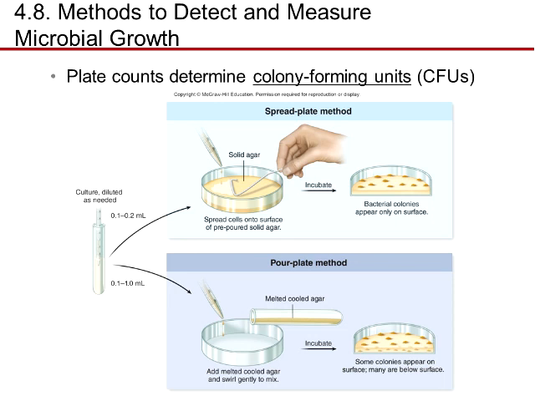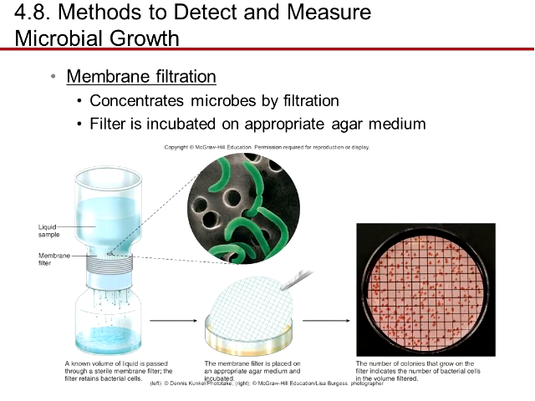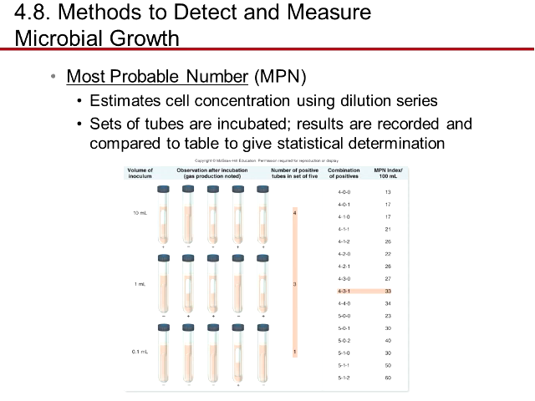The plate counts are the colony forming units, or CFUs, and we take a culture diluted as needed. We put that culture on the plate, we spread it out, and then we do a colony count. We can do that through factors of multiplication in the solution we created. We also have membrane filtration, which concentrates microbes by filtration. We have a filter, and it filters out certain bacteria. The filter has a microscopic cross-hatching on it, and we can count the bacteria or the organisms that are found in a certain group of those cross-hatchings.